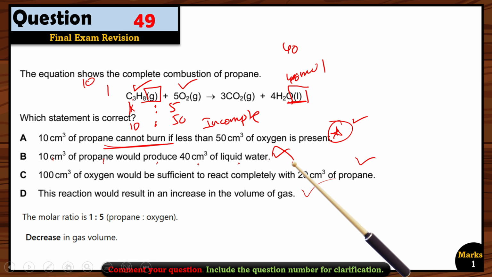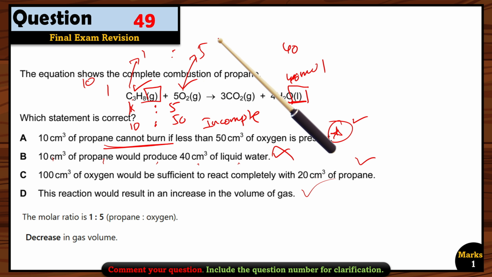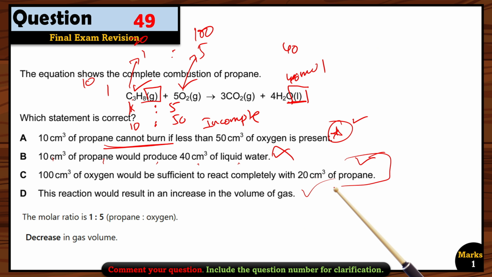Okay. Now let's see, 100 centimeter cube of oxygen would be sufficient to react completely with 20 centimeter cube of propane. Now let's see again. So if this is 1 and we need 5 oxygen, so for 100, how many do we need? 20. Yes. So this option is right. It will be sufficient for 20 centimeter cube of the propane because both are gases, right? So the volume should be the same.